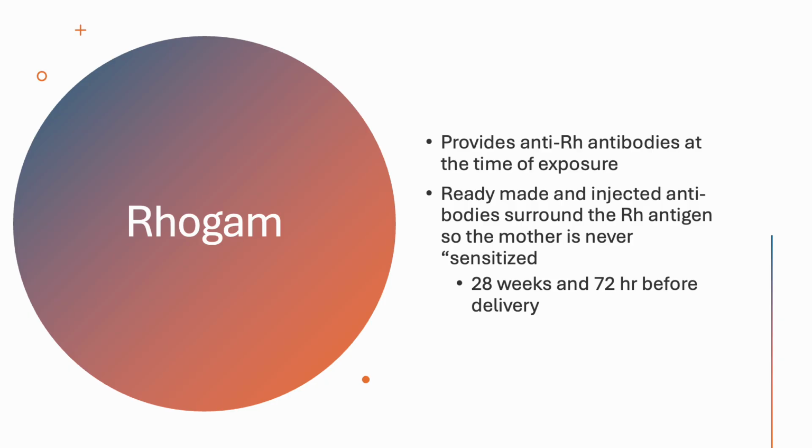The good news is that now we have something called ROGAM. ROGAM provides anti-Rh antibodies at the time of exposure. They're ready-made and injected antibodies that surround the Rh antigen, so the mother is never sensitized. When an Rh negative woman is pregnant, she'll typically get ROGAM at 28 weeks and then hopefully also, planned ahead, 72 hours before delivery.